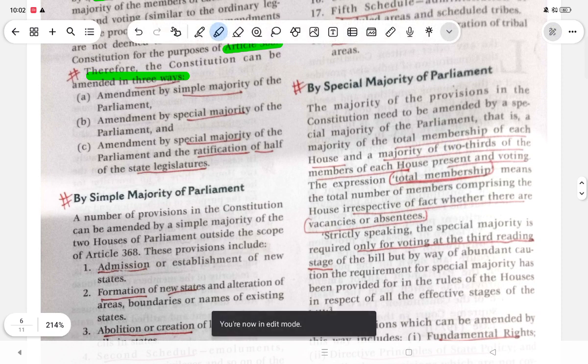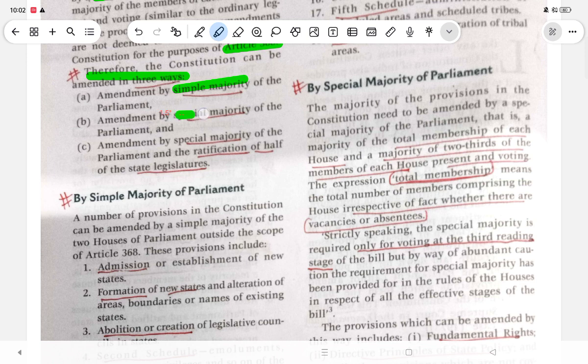A. Amendment by simple majority of the Parliament. B. Amendment by special majority of the Parliament. C. Amendment by special majority of the Parliament and ratification by half of the state legislatures. By simple majority of Parliament.